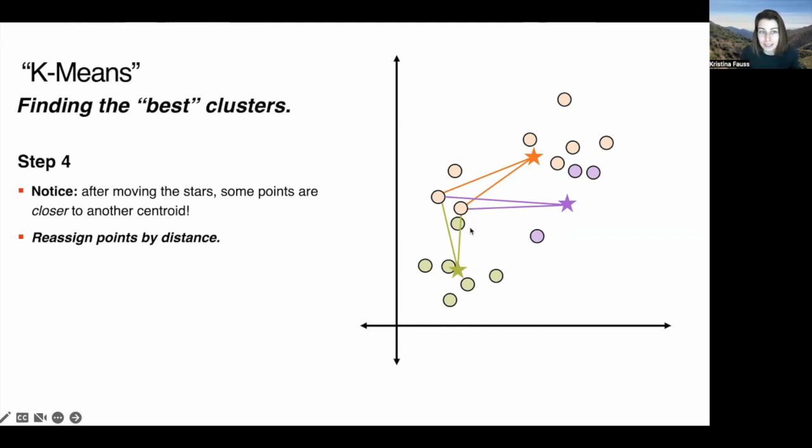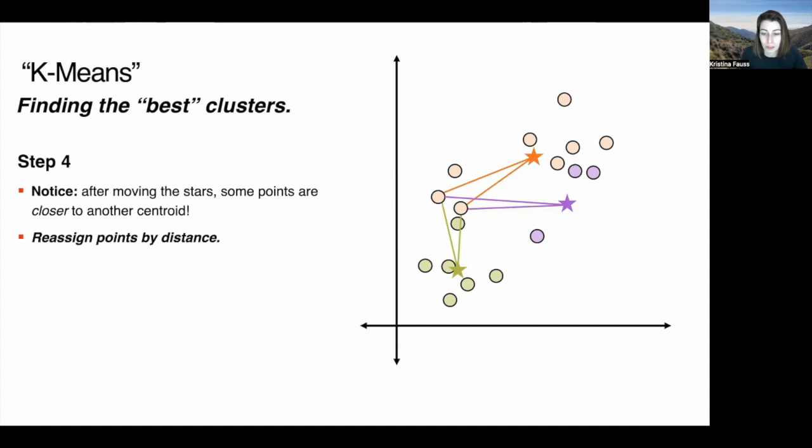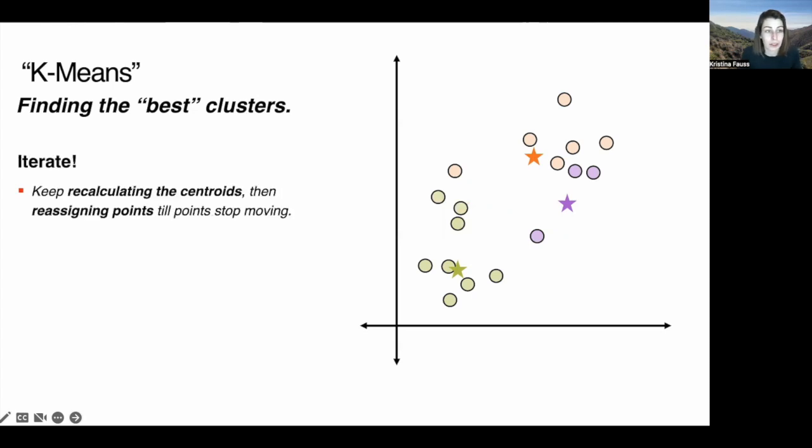And the next step in our process is to come through and take those points and reassign them to the group that they now belong to, again by distance. So notice that these 2 points used to be closest to the orange star, and now they're closest to the green star. So we reassign those points as green, and we move to the next stage of our analysis.